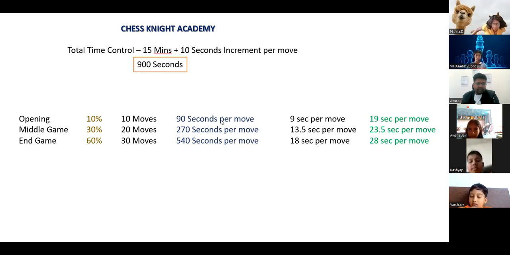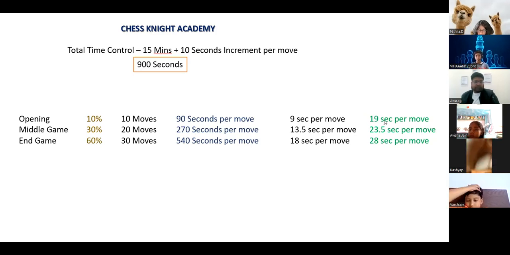Right? So just ignore this. It's not per move. It gives you 90 seconds. That means 9 seconds per move. Okay. But don't forget about this 10-second increment. You also get 10 seconds whenever you press the clock, right? That means how much time are you going to play one move in the opening? That is 19 seconds.